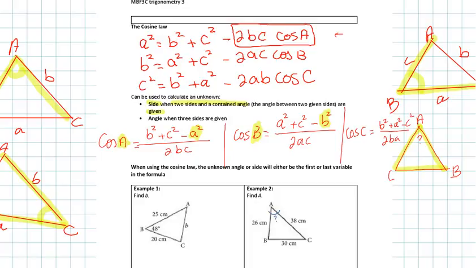When you do this one, the cosine A, at the end you have to do cos inverse, right? Because whenever you're finding an angle, you have to do the inverse. Alright, let's look at an example. Nothing will make more sense than the example.